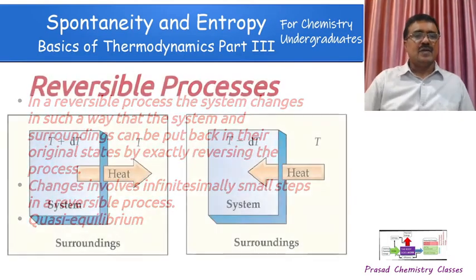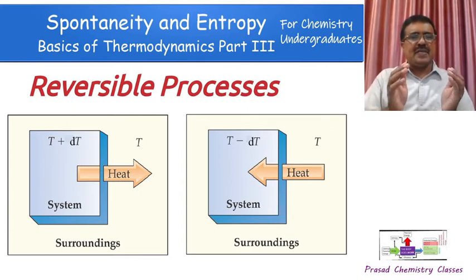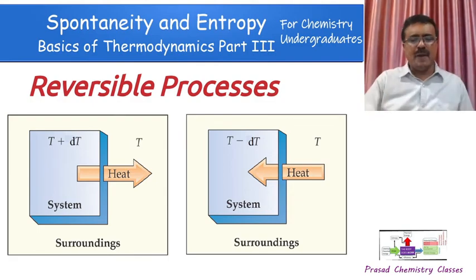Consider heat flowing from the system to the surroundings or the reverse. When the temperature of the system is slightly greater than that of the surroundings, heat will flow very slowly. And the reverse is also true. When the temperature of the system is lower by an infinitesimally small quantity, heat will flow from the surroundings to the system without apparent change in temperature. Such a process is what you call a reversible process.